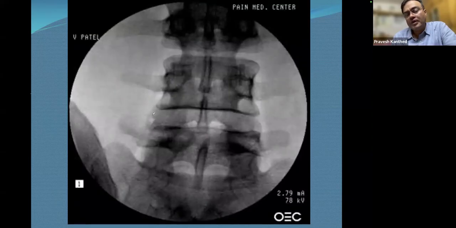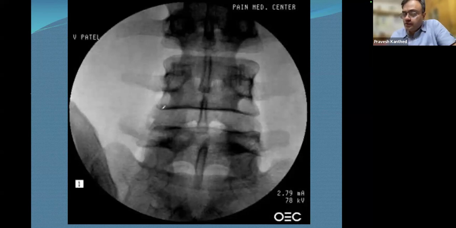So now we will have to open up the foramen. To open up the foramen, what do we do? We tilt the C-arm obliquely towards the area of interest. Supposedly, if this is the L4-5 level, we move the C-arm on this side. Now, how much should the C-arm be moved?